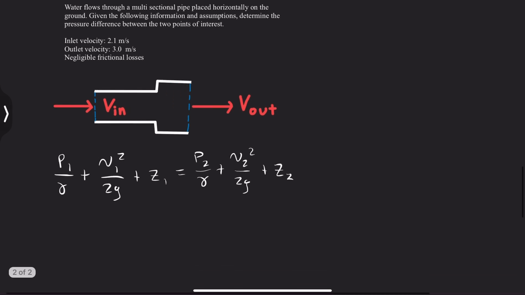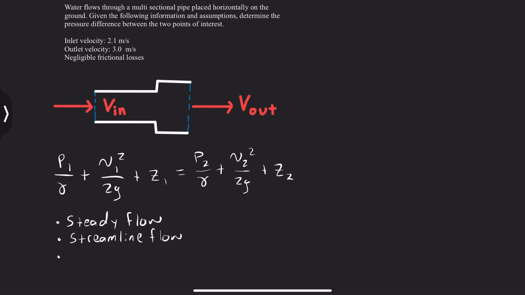Now this is true if we assume steady flow, streamline flow, an inviscid fluid, which essentially means friction is not a concern in the flow, and an incompressible fluid. With these four assumptions, we can utilize the Bernoulli equation.